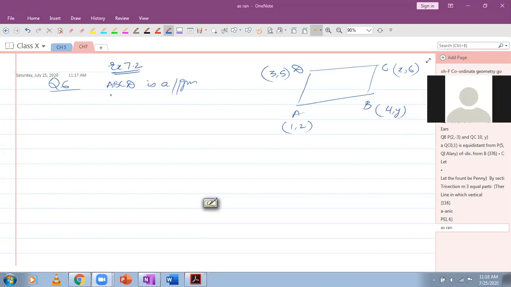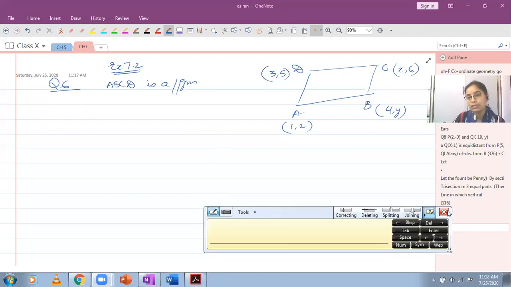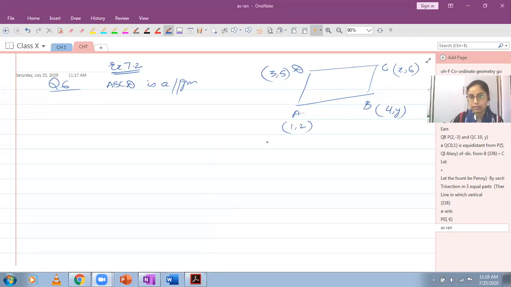All right, let's continue with this one. ABCD is a parallelogram. As for now, आपने दो चीजें पढ़ी हैं. You have learnt about distance formula and you have learnt about section formula. आपने दो चीजें पढ़ी हैं. Which of the two will be useful for this particular question? Distance formula. Distance formula to be used in parallelogram. That would mean you're talking about opposite sides being equal. So AB is equal to CD and AD is equal to BC. This is what we want to use, right?